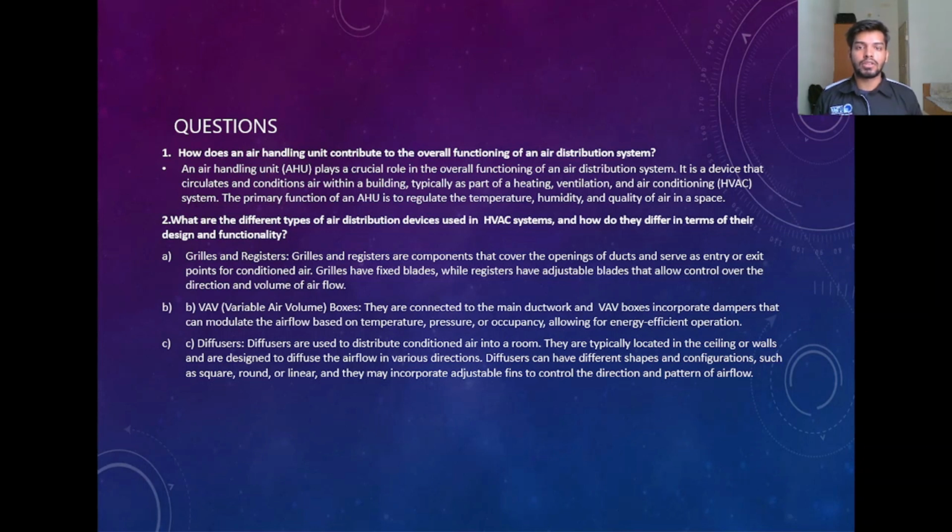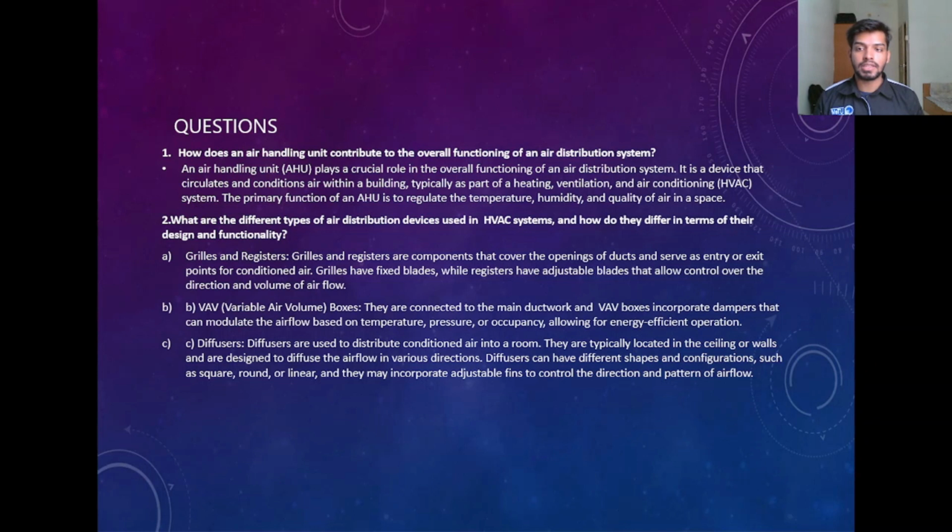This is connected to the main ductwork of the supply, and the VAV box incorporates dampers that can modulate the airflow based on the temperature, pressure, or occupancy.